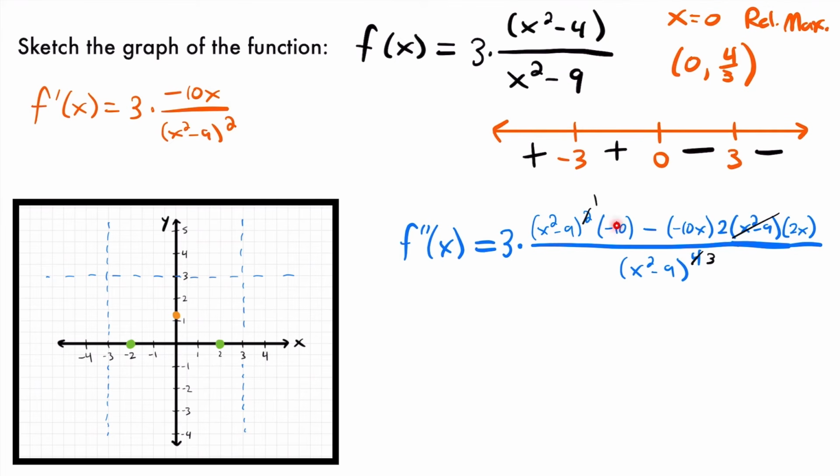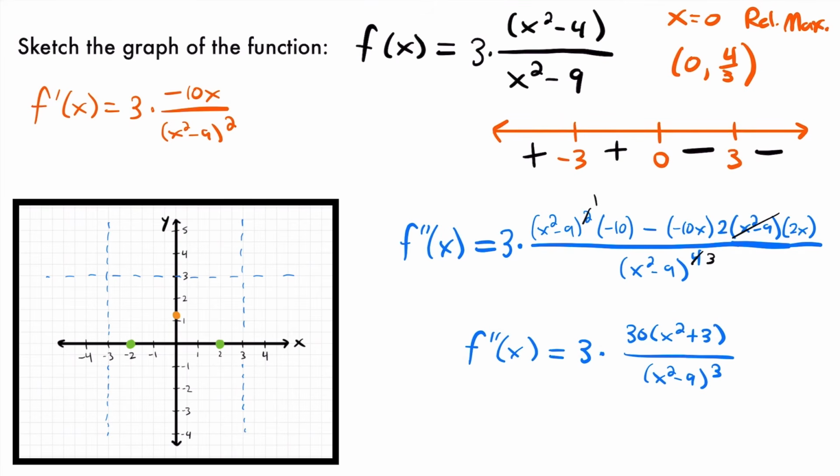You'll just have negative 10 distributed into this quantity, and then you would multiply negative 10x times 2x, and then you just have to add your like terms from there. And so to save some time, I'm not going to go through all that work, but hopefully you can do it, and you will be able to check your result with what I'm going to give you right now. And that is that the second derivative, or f double prime of x, is equal to 3 times 30 times x squared plus 3 divided by x squared minus 9 to the 3rd power. That is going to be your second derivative.